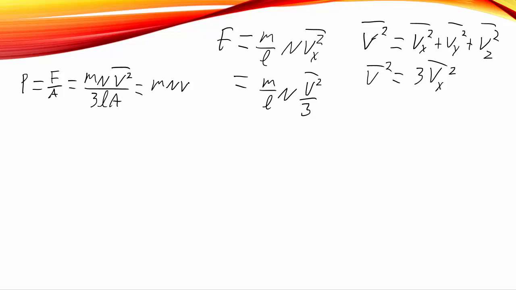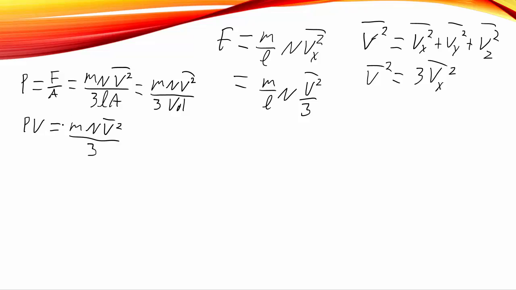So we get m n V squared average over 3. I'm going to go ahead and write volume out so we don't confuse that with the velocity that we had before. And then we can multiply that volume up here with the P. I'll write PV, because we know pressure and volume go together like that: m n V average squared all over 3.